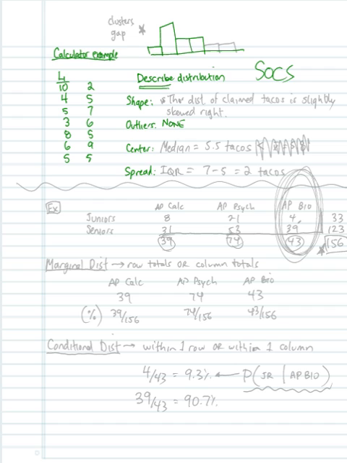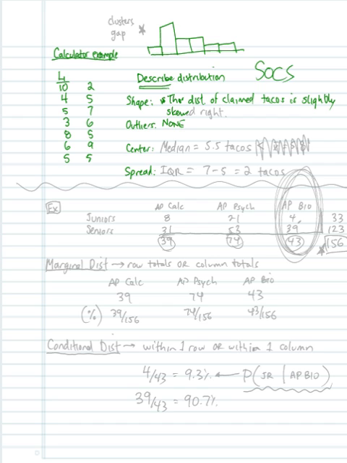The first thing I might do anytime I have a two-way table is to find some totals, row and column totals. So my row total here, I got 39 in AP Calc, 74 in Psych, and 43 in Bio. Now for juniors, it looks like I've got 33 and 123 for seniors, which is giving me a grand total of 156. Okay, so we might need to have those totals. So I'm just going to clearly show that those are my totals there.